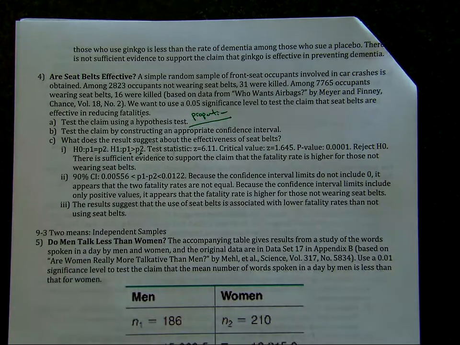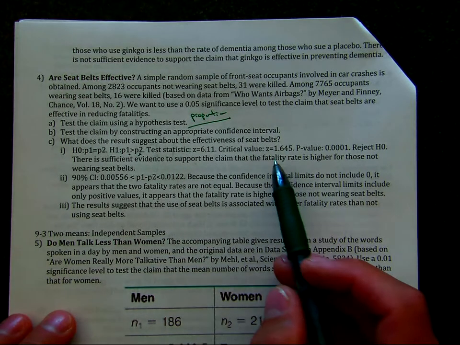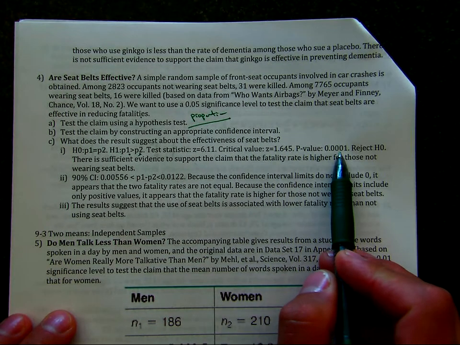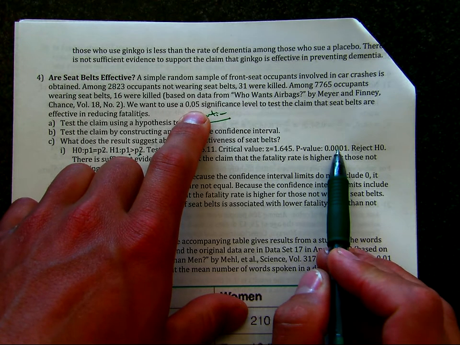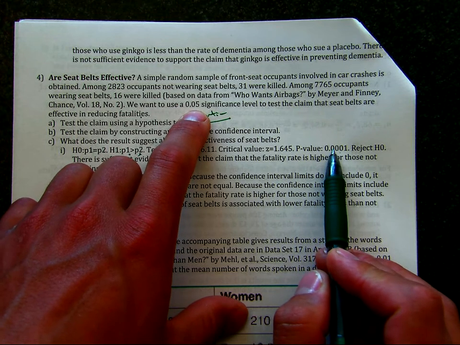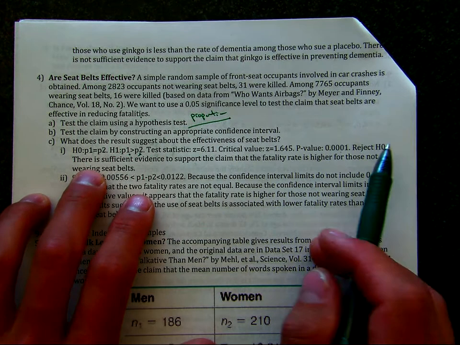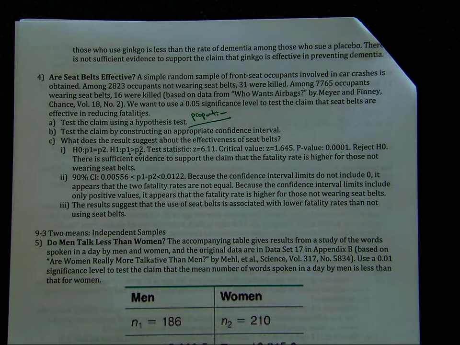Now, we want to do the test statistic just like we normally calculated before. Let's say it spits out a p-value of this. Well, do we reject? Well, we compare the alpha value and the p-value. In this case, we reject the null because the p-value is smaller than the alpha value. So there would be sufficient evidence to support the claim that the fatality rate is higher for those not wearing seatbelts.